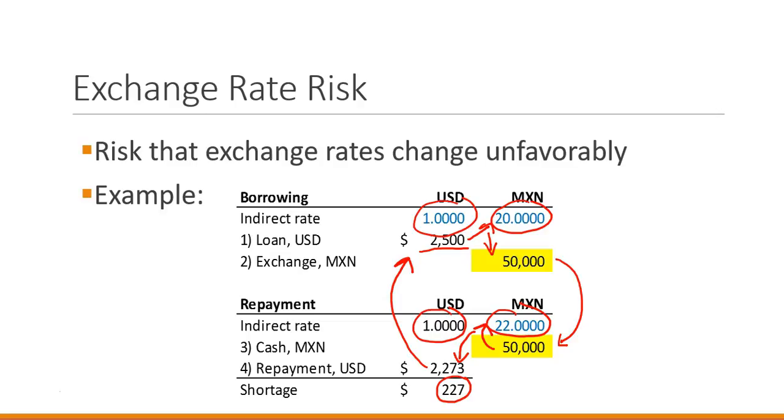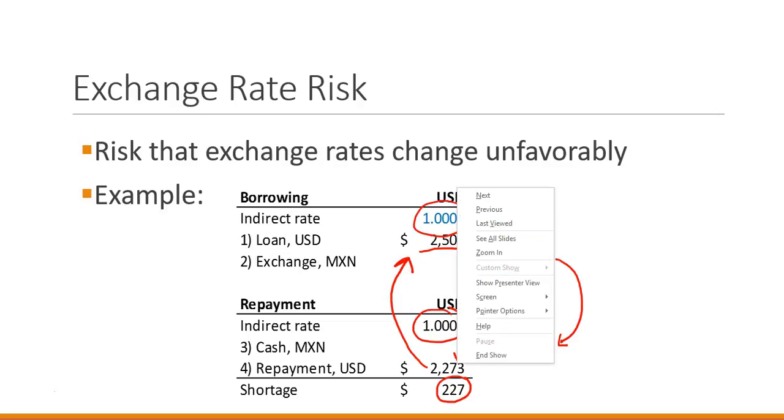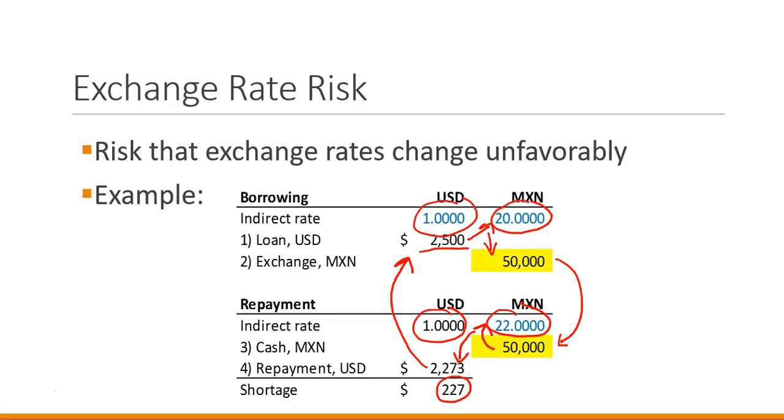We're simply noting here that we borrowed $2,500, converted it into a foreign currency, and then at the time of the due date, when we converted from the foreign currency back to US dollars, we were experiencing a loss, in this case of $227.